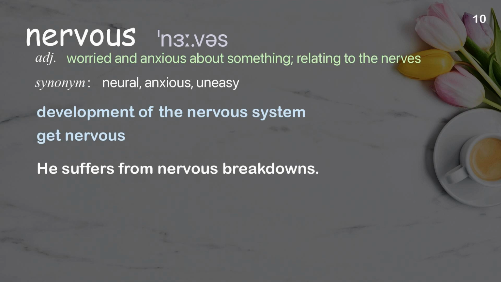Examples. Development of the nervous system. Get nervous. He suffers from nervous breakdowns.